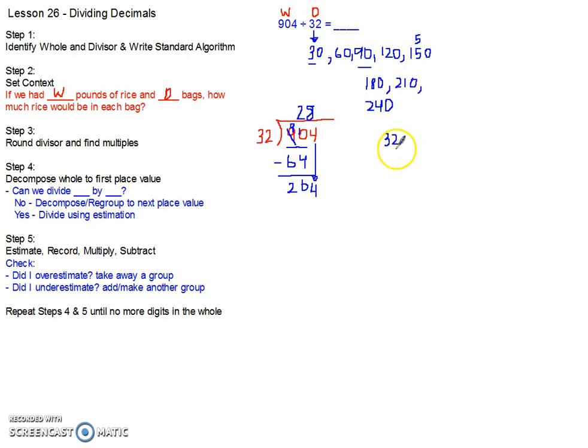times 8, and I'm going to do that on the side here because this is a little bit harder to do in your head. So we have 32 times 8, so 8 times 2 is 16. And then 8 times 3 is 24, plus 1 is 25. So I'm going to subtract 256.